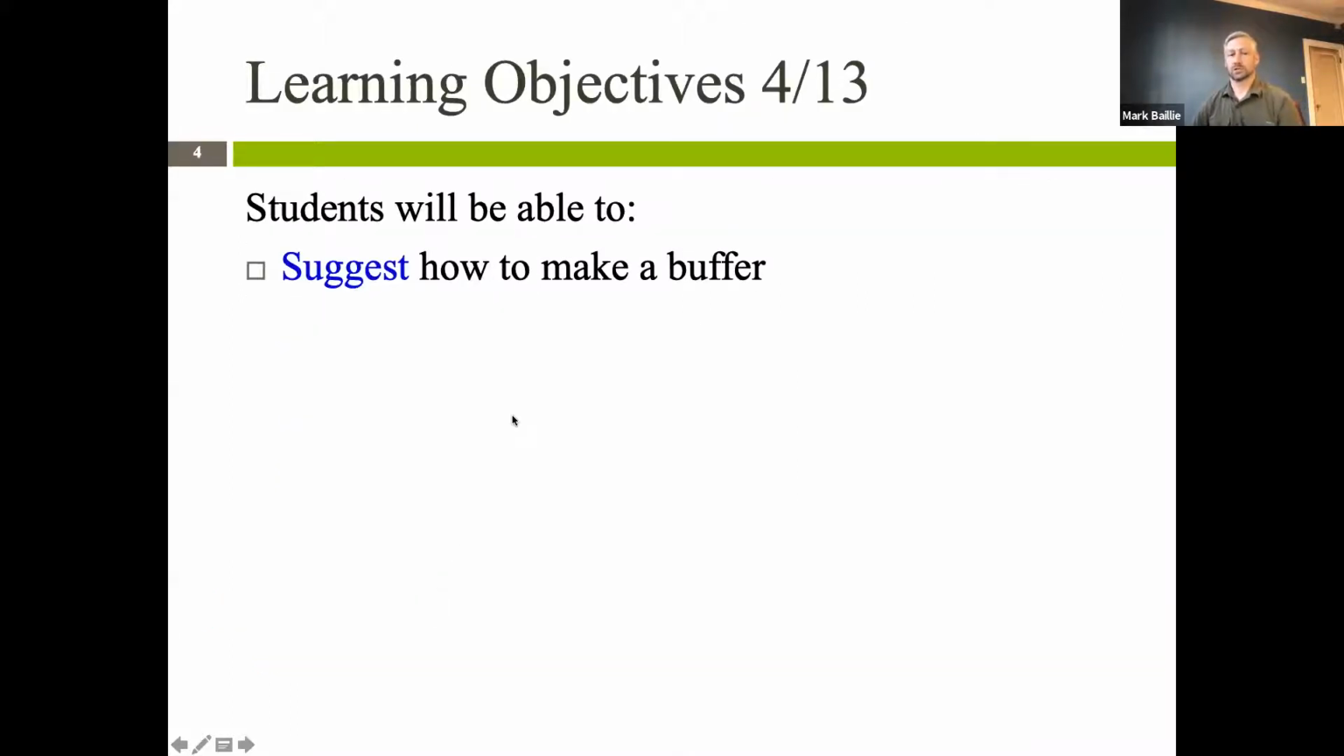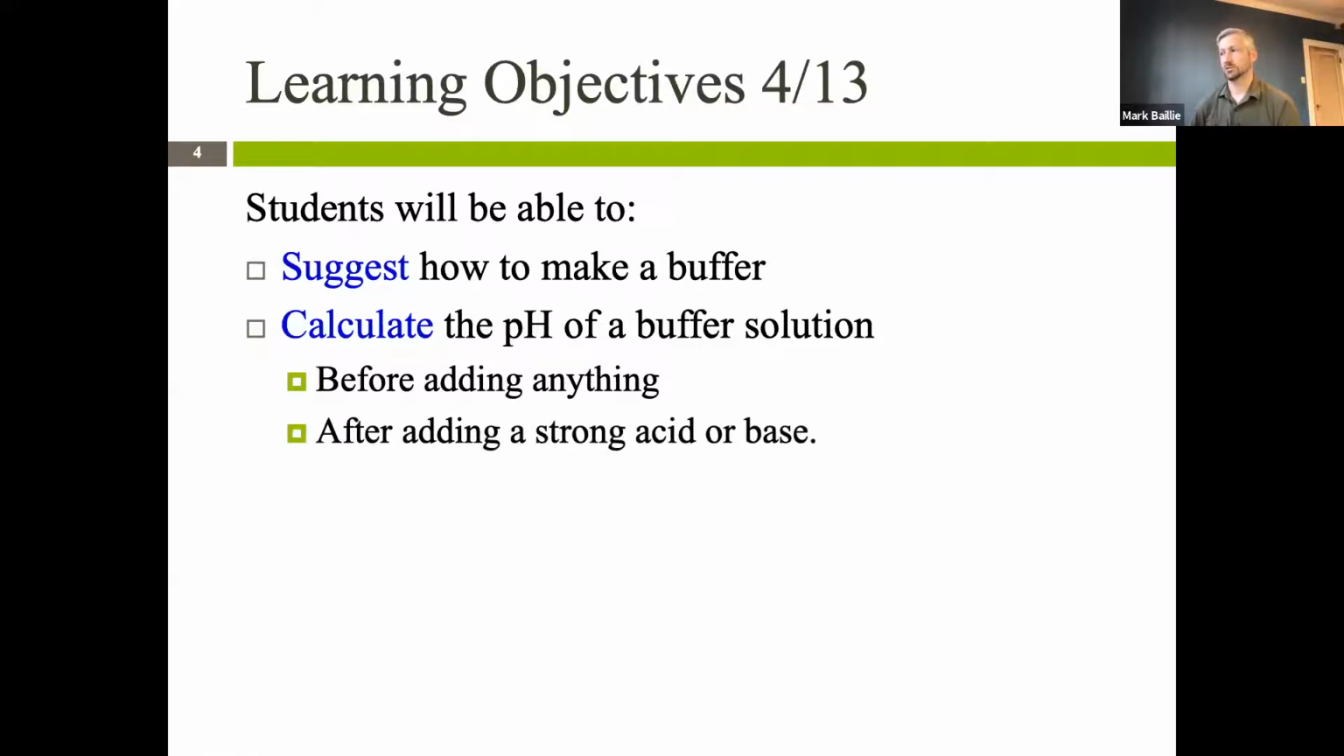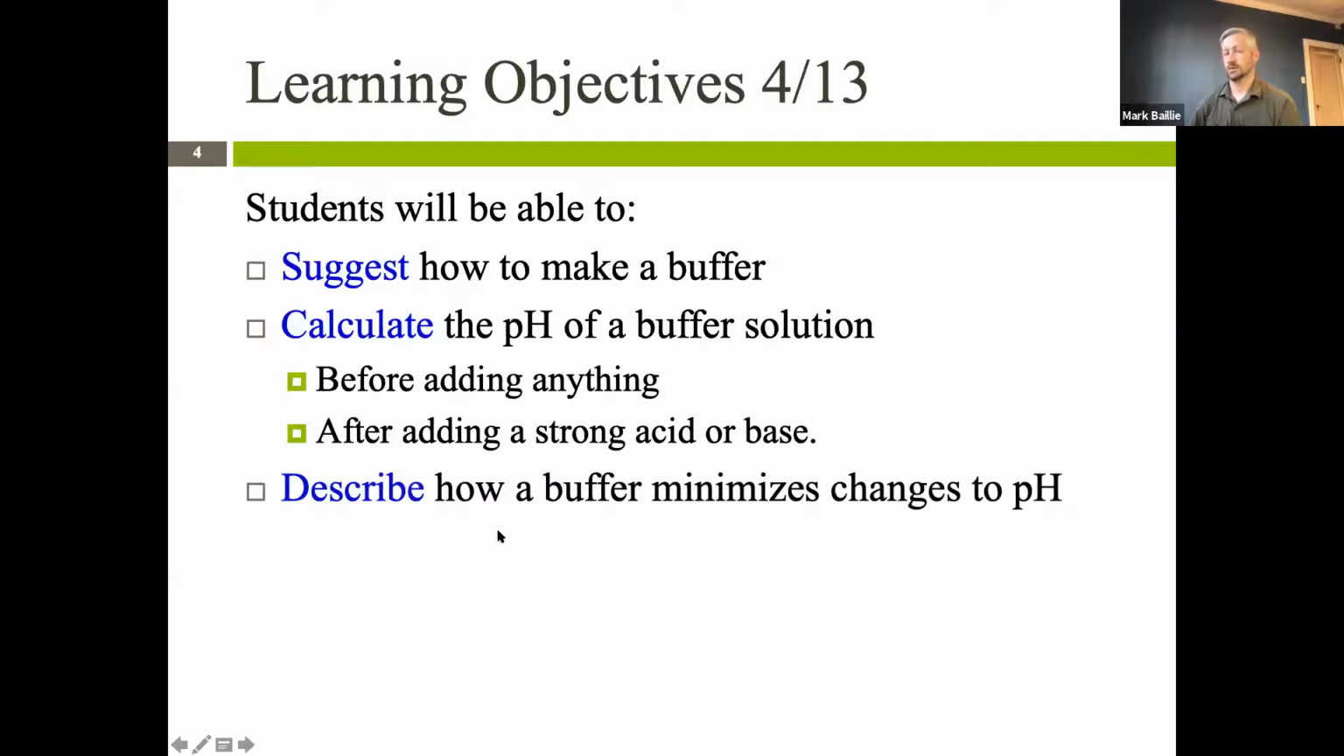So today I want you to be able to tell me how to make a buffer. That's going to be a really important component of what we're talking about today. I want you to be able to calculate the pH of a buffer solution, which you've already done, but we're going to do some more. And we're going to do that before we add anything to the solution. And then we're going to try to calculate the pH after we've added either strong acid or strong base. And then in the big picture, I want you to talk about how it is that a buffer minimizes changes to pH.